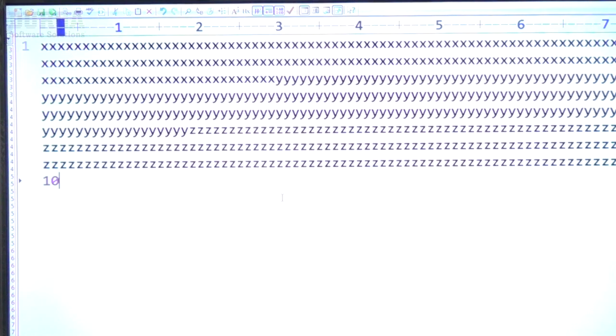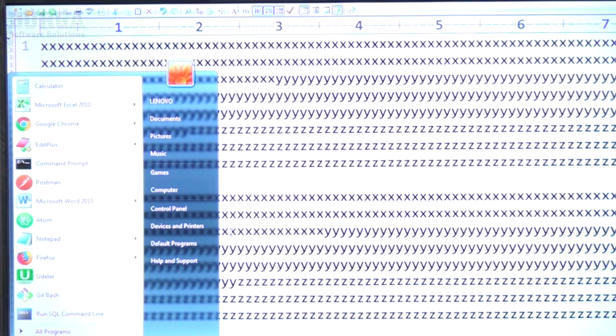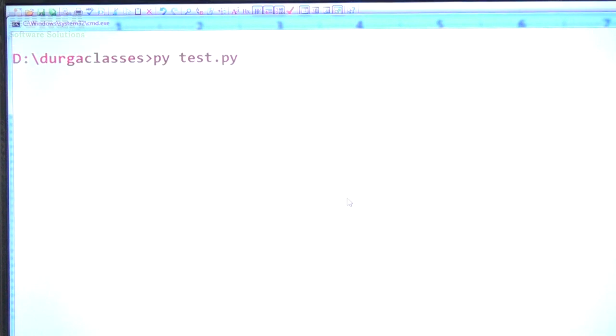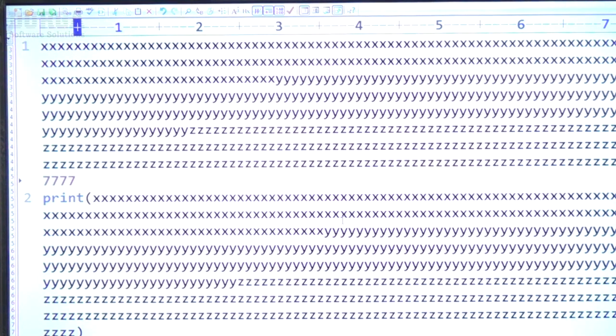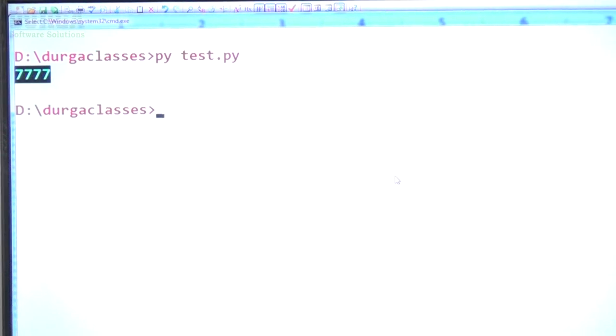Sir, now I have to use print, like this. Anyway, instead of 10, let me take 7777. I am trying to print, sir. Can you please confirm, is it going to work or not? Okay, let me go to D colon Durga classes, py test.py. I wrote a beautiful application, sir. Now I am trying to execute. Yes, perfectly, it's going to work. It's going to print 7777, sir.